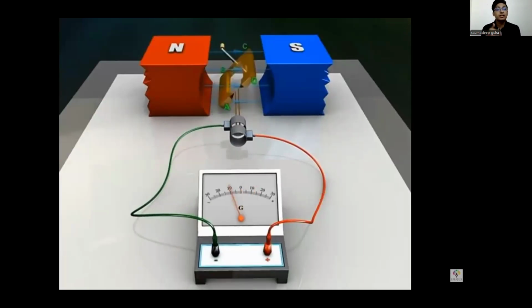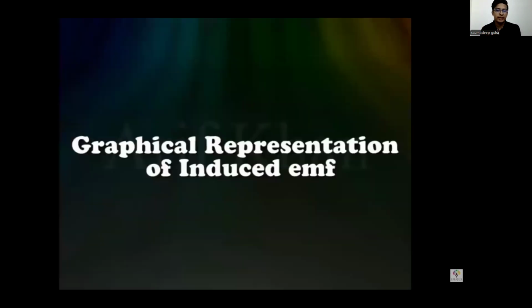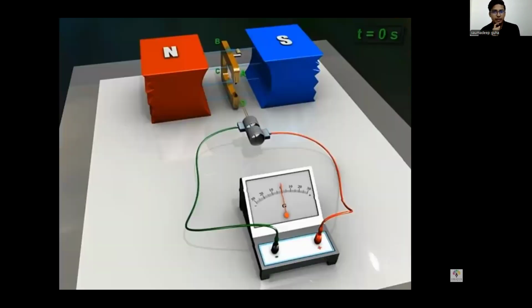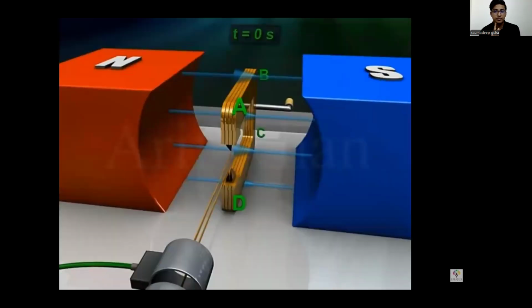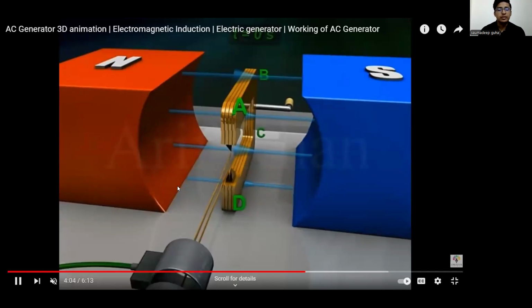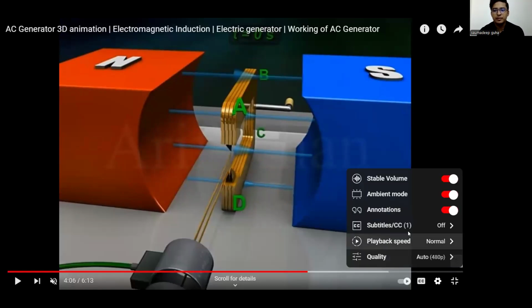The reversal of the polarity. Now, this one is a very important part. Why? It is a graphical representation. So we are starting from T equal to 0. That is maximum flux crossing the cross-sectional area. Remember that. Now, if you see the graph, we'll be noticing. Let me just increase the speed a bit.